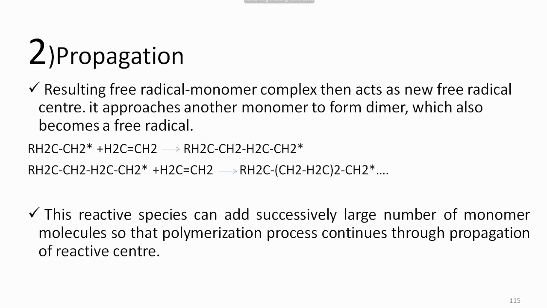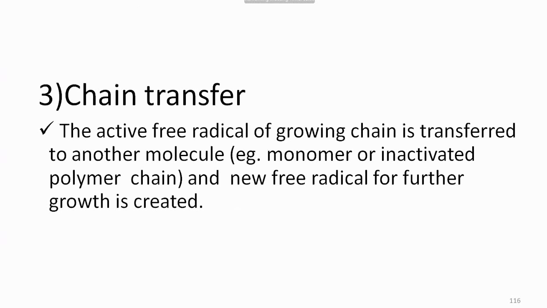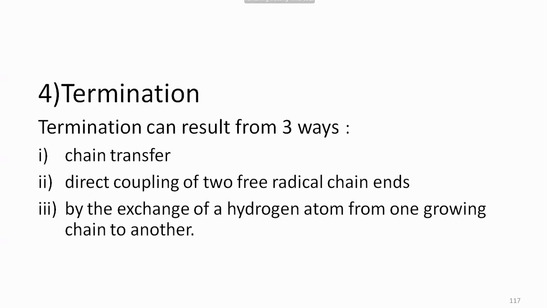Second thing that happens is propagation. The resulting free radical monomer complex then acts as a new free radical center. It opposes another monomer to form a dimer, which also becomes a free radical. This reactive species can add successively a large number of monomer molecules so that the polymerization process continues through propagation of the reactive center. Now, third stage, termination: the active free radical of the growing chain is transferred to another molecule and a new free radical for further growth is created, and then termination takes place by these three ways.